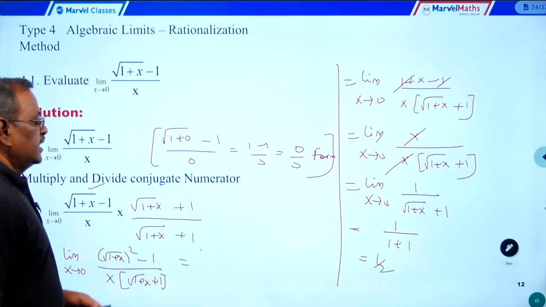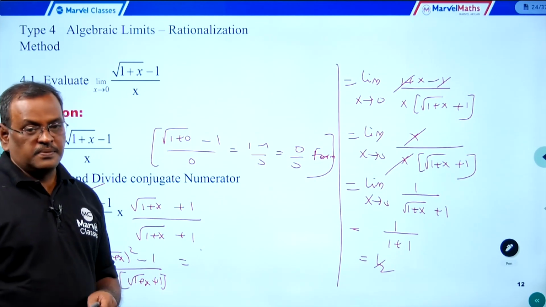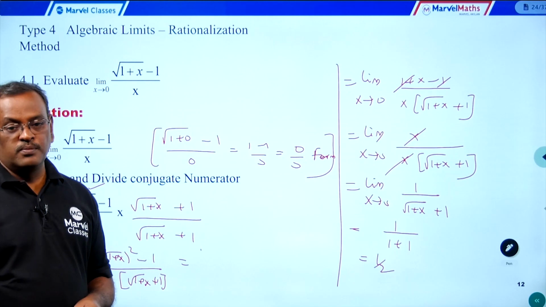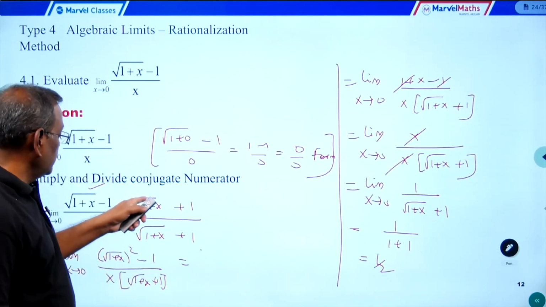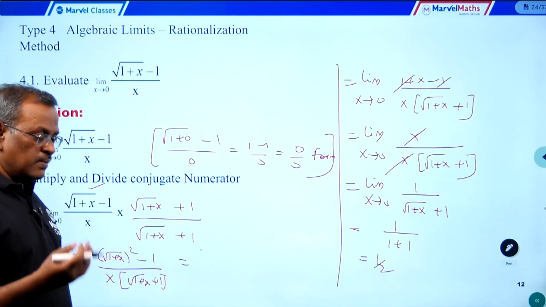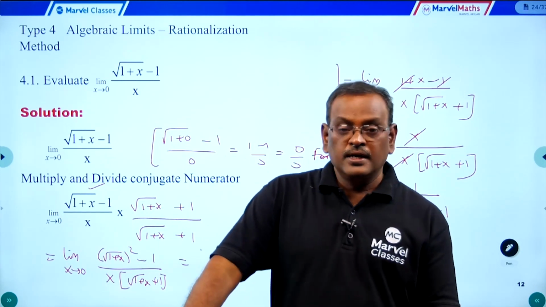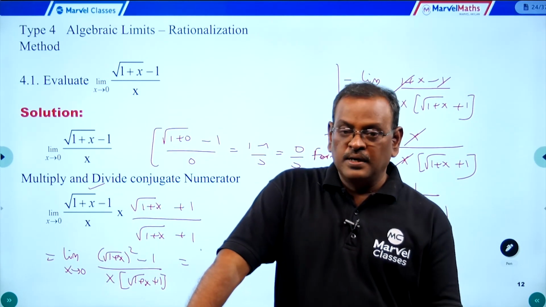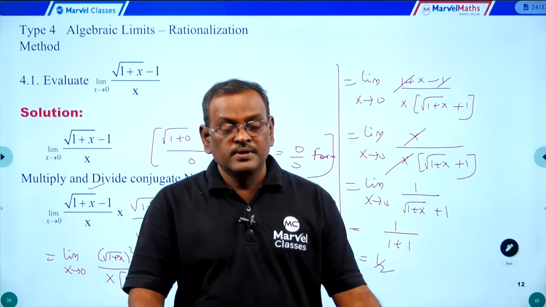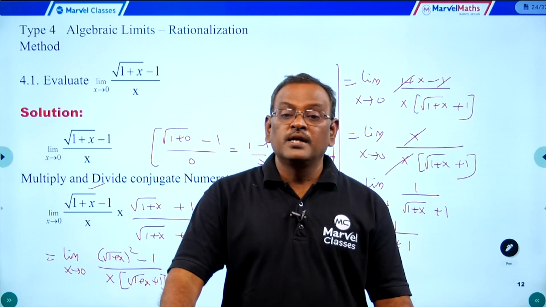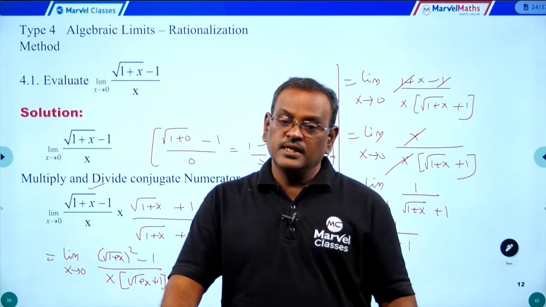So whenever either the numerator or denominator has an irrational expression, that is, with a square root or cube root, multiply and divide by the conjugate. Here it is in the numerator, so multiply and divide by the conjugate of the numerator. If the problem has rational powers in the denominator, multiply and divide by the conjugate of the denominator. If both numerator and denominator contain rational powers, then multiply and divide by the conjugate for the numerator as well as the conjugate for the denominator.